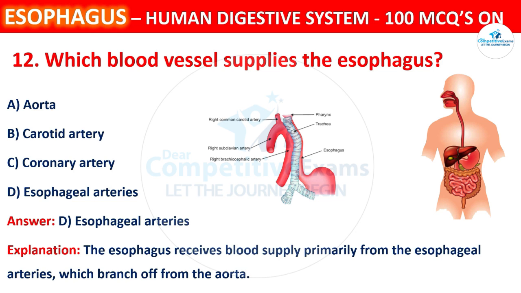The esophagus receives blood supply primarily from the esophageal arteries, which branch off from the aorta.